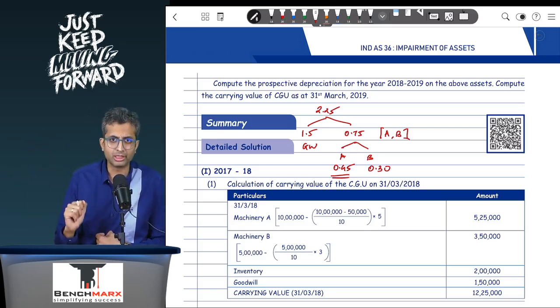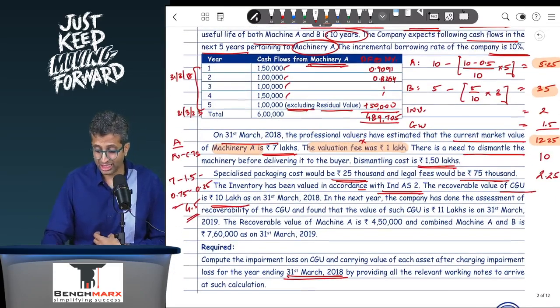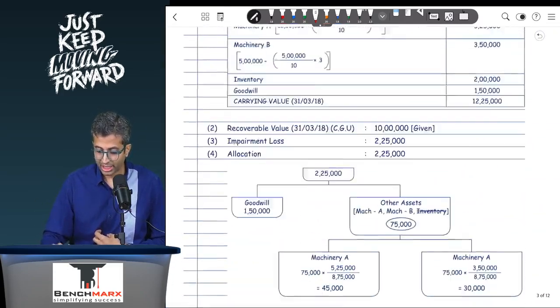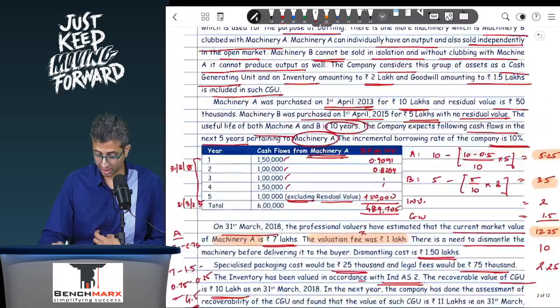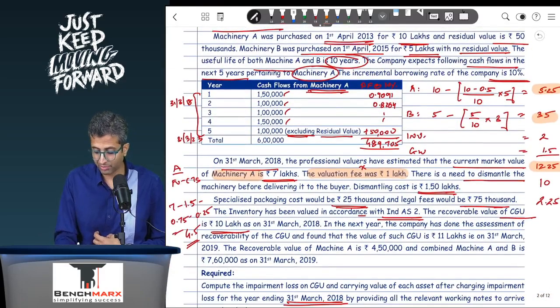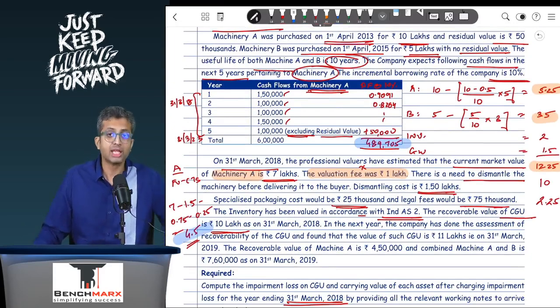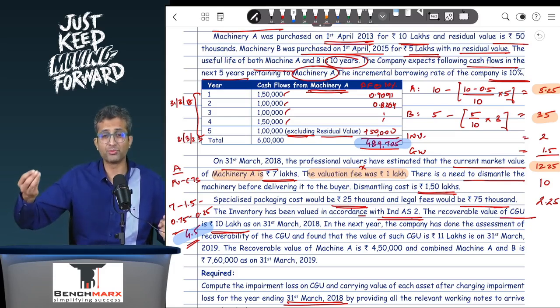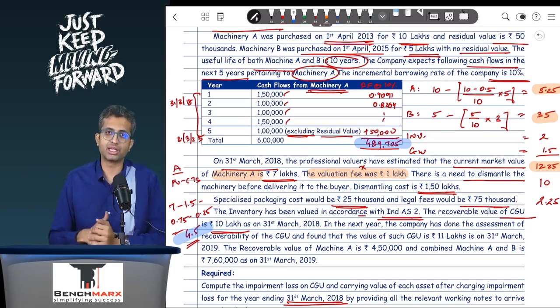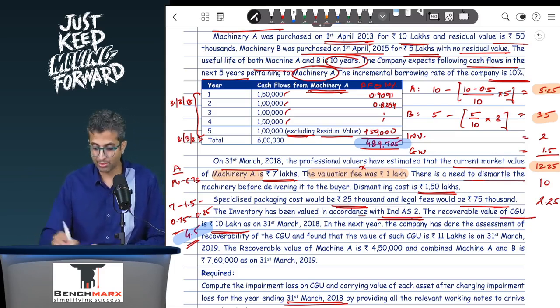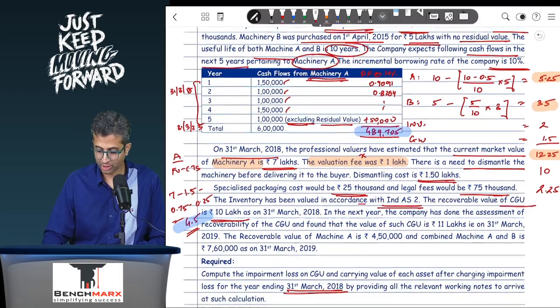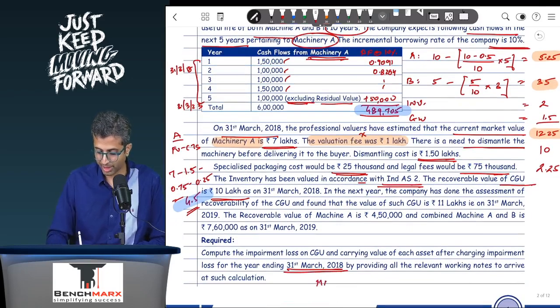That comes to 4,80,000. However, if I go to see the individual recoverable value of A, it is telling the world that I'm capable of recovering around 4,89,705 or 4,50,000, whichever is higher. That is 4,89,705. So I cannot bring the value of A below 4,89,705, and hence the maximum impairment loss that A will bear is 5,25,000.